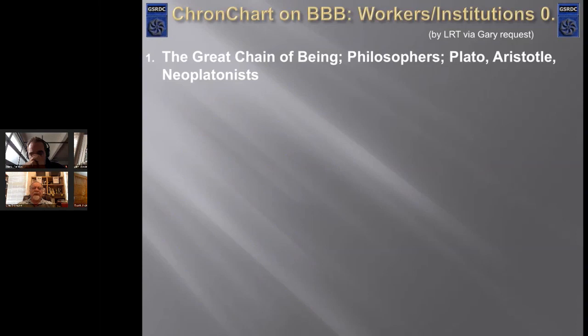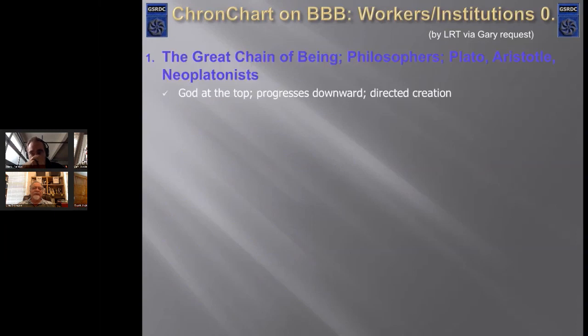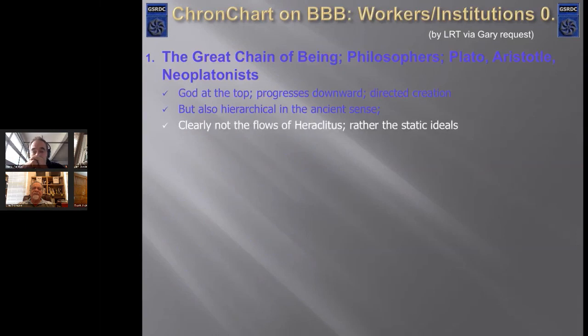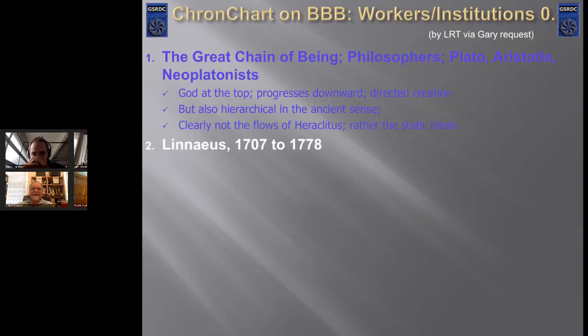And I go back to the great chain of being that were philosophers, Plato, Aristotle, the Neoplatonists. And this was different from our current work, quite different, because God was at the top. There was a progression downward, even though complexity increases usually across evolution. It was directed creation. It was hierarchical in the ancient sense of top down, not bottom up hierarchies. It was clearly not the flows of Heraclitus that came in the Greek period too, but rather the static ideals.